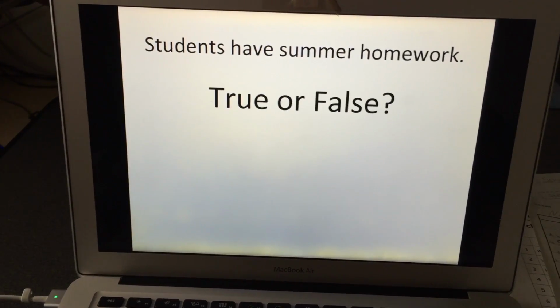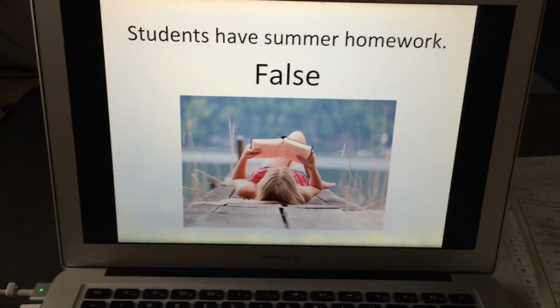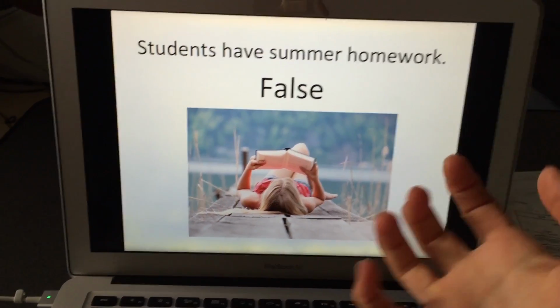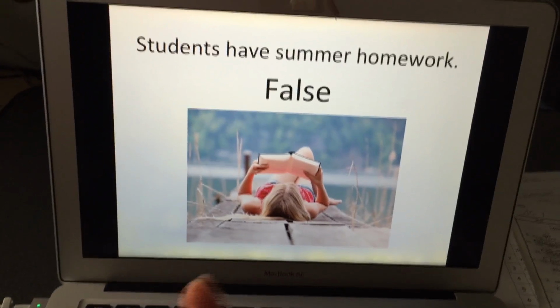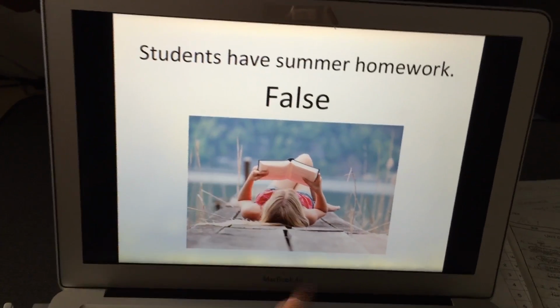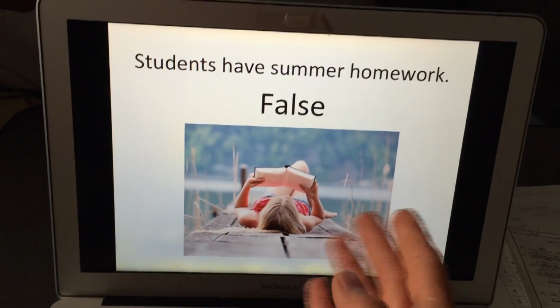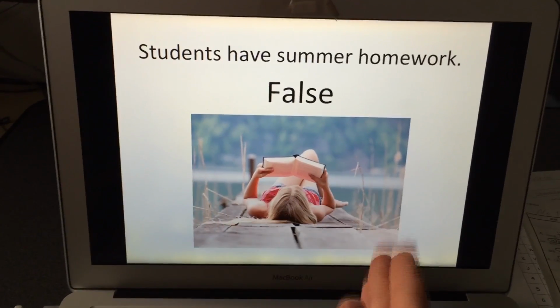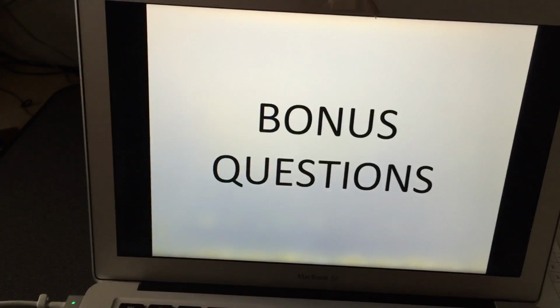Okay, students have summer homework, true or false? And this is false. As soon as the Japanese kids see this, they're like, what? They're so lucky in Canada and America and everywhere. And I was like, yeah, because in Japan, summer is in the middle of the school year, so that's why they've got homework. But in Canada, it's between school years, so that's why they don't have summer homework.